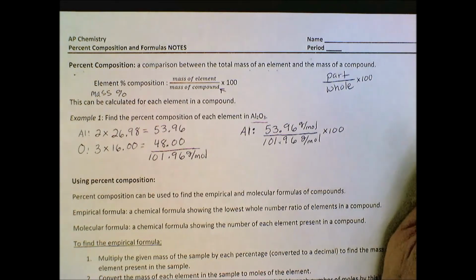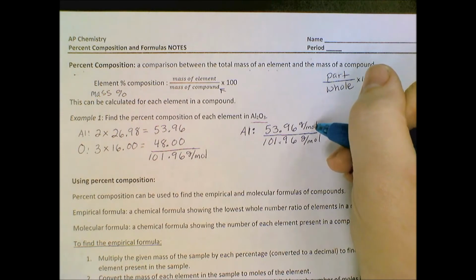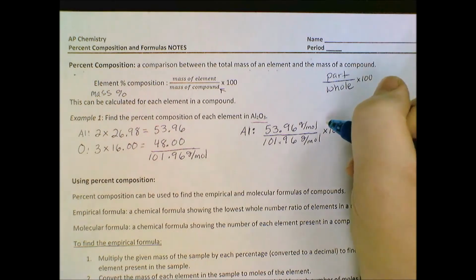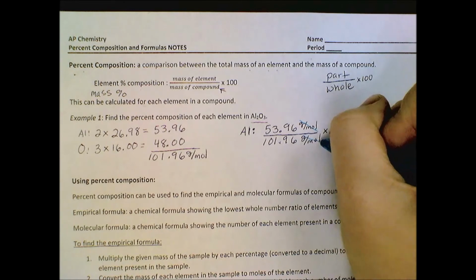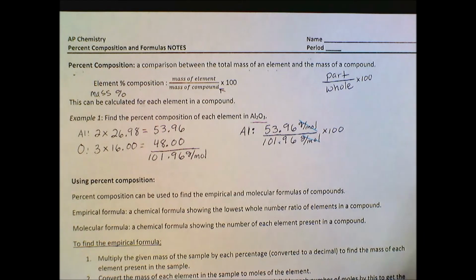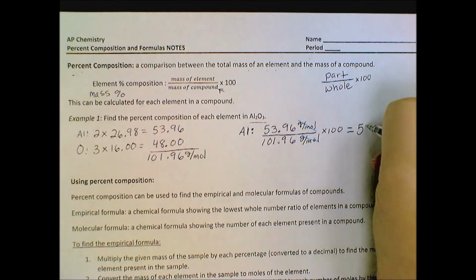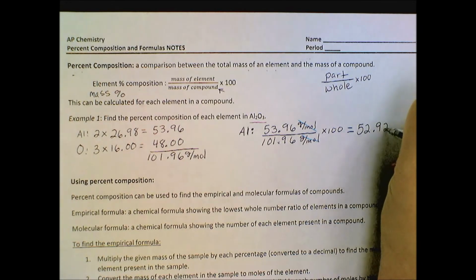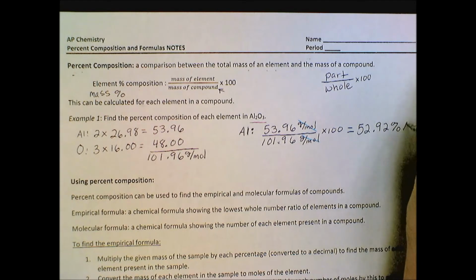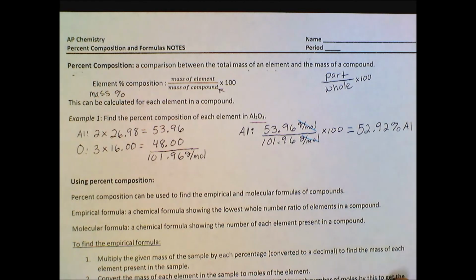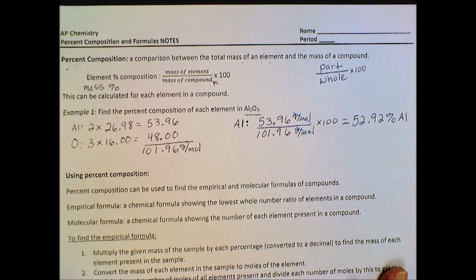So we can set up our fraction, mass of aluminum over total mass, and we're going to multiply by 100. Our units here will cancel each other, so we can get rid of those, and then we can calculate our answer. So you can take a second and try calculating. You should have gotten 52.92%. And I always label it with the chemical at the end so we know that we're talking about aluminum.